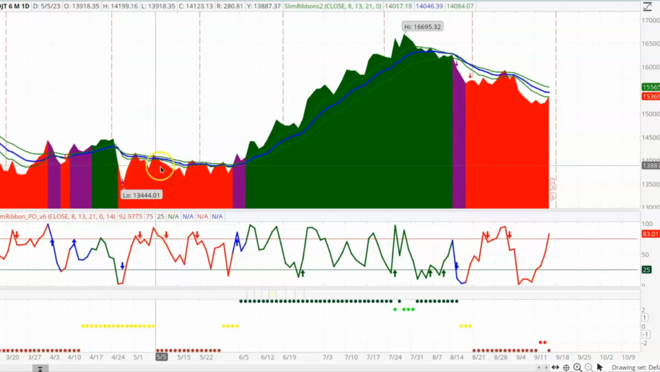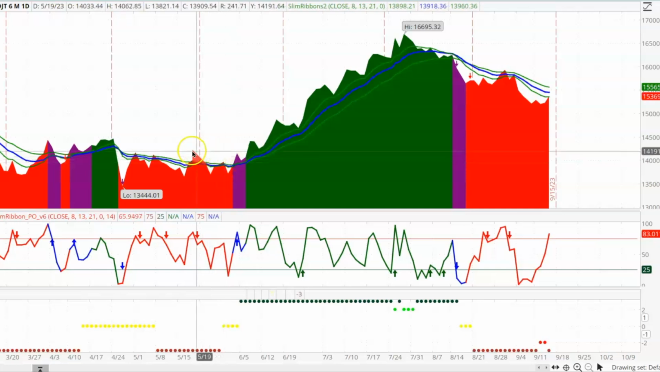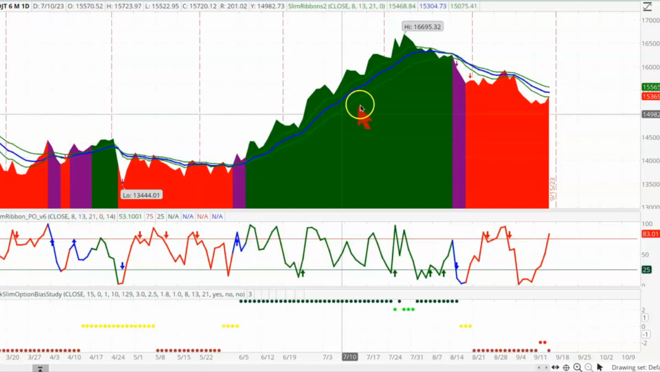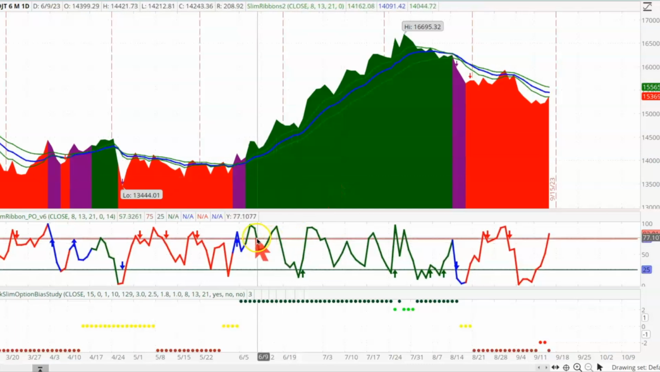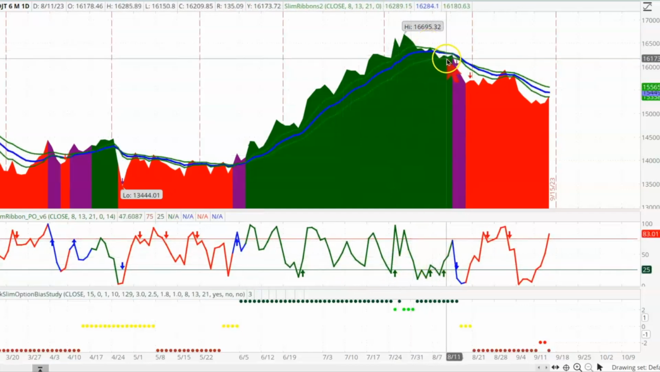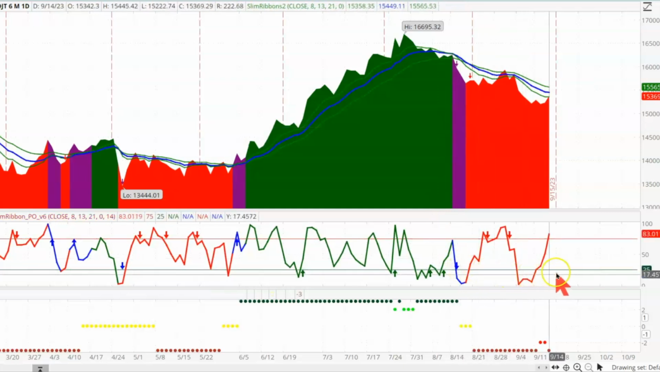Here's a period where you had weak momentum right in here, as you can see, and what happened during that period was the Slim Ribbon PO was giving you not only a negative reading, but these resumptions to the downside. Here, where it was strong and you had this big advance, you can see that this was green and you were getting upside resumption signals right in there. Here you could see it was actually beginning to turn down, and then you went neutral and then went bearish.